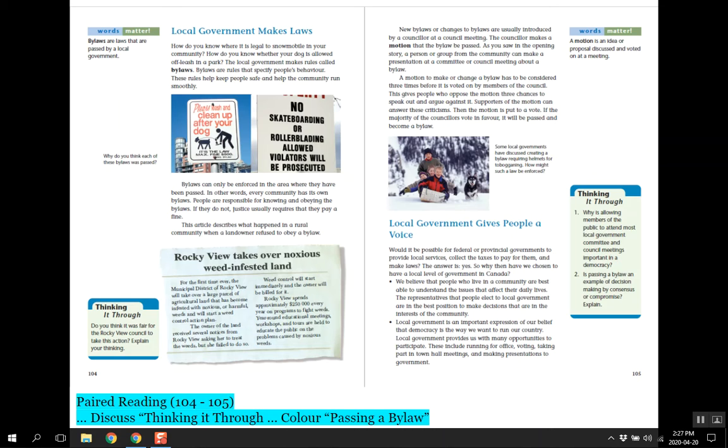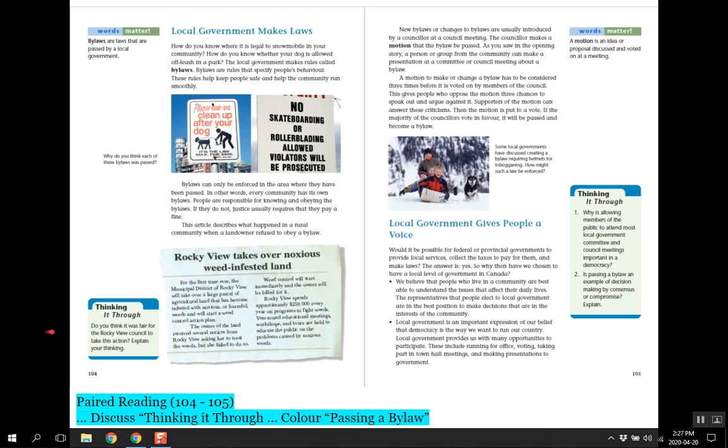The owner of the land received several notices from Rocky View asking her to treat the weeds, but she failed to do so. Weed control will start immediately and the owner will be billed for it. Rocky View spends approximately $250,000 every year on programs to fight weeds. Year-round educational meetings, workshops, and tours are held to educate the public on the problems caused by noxious weeds.